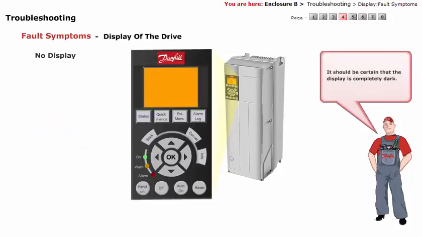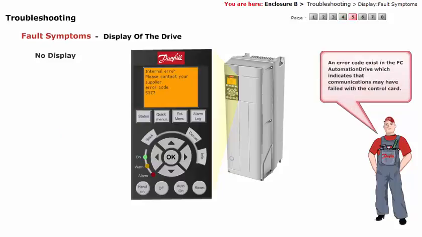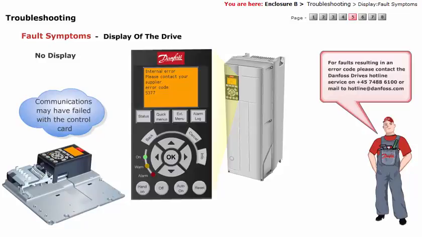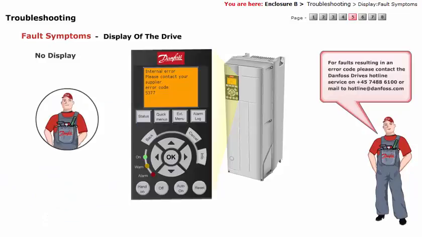It should be certain that the display is completely dark. An error code exists in the FC automation drive, which indicates that communications may have failed with the control card. For faults resulting in an error code, please contact the Danfoss Drives hotline service on 4574886100 or mail to hotline@danfoss.com.